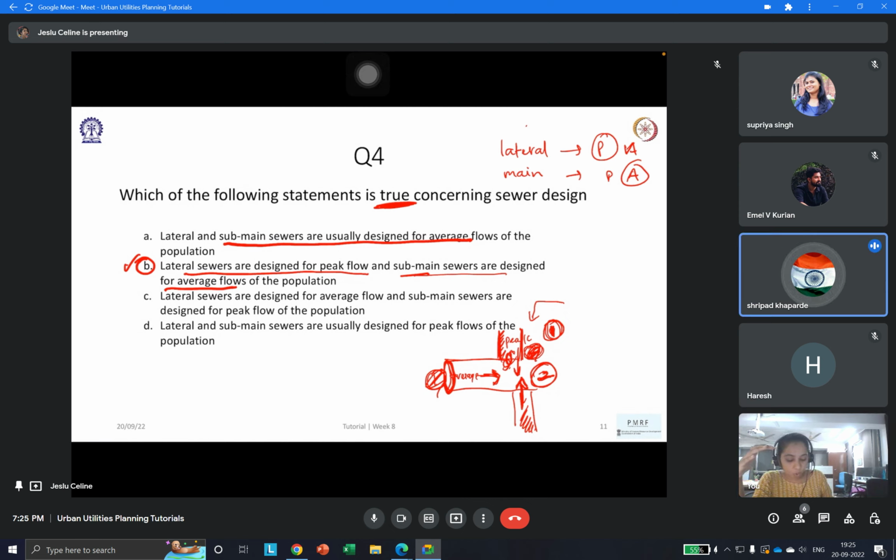See, the whole point of laterals: if laterals are designed for peak and carrying the peak, and the mains cannot accommodate the peak which is coming from all the laterals, the whole point of designing that becomes redundant, right? Because then might as well design this also for average, because anyway this will not be able to take. Are you with me? Okay, so the answer to this question is that both are designed for peak flows.